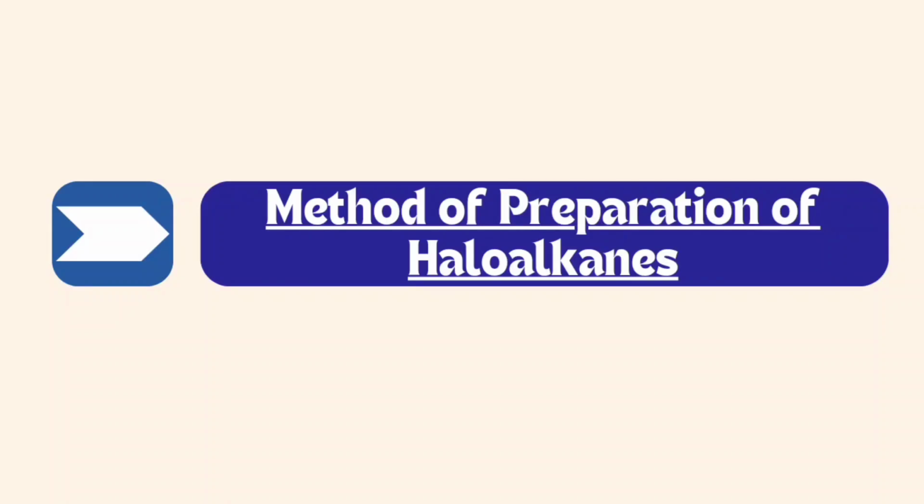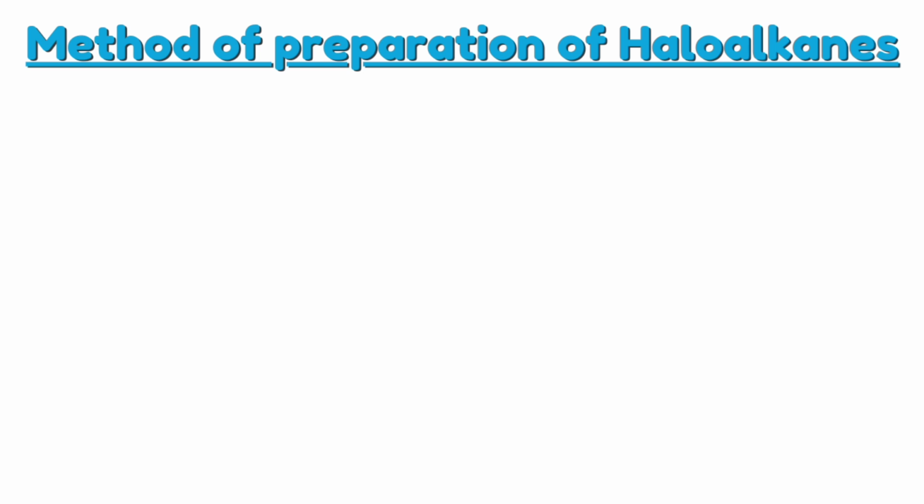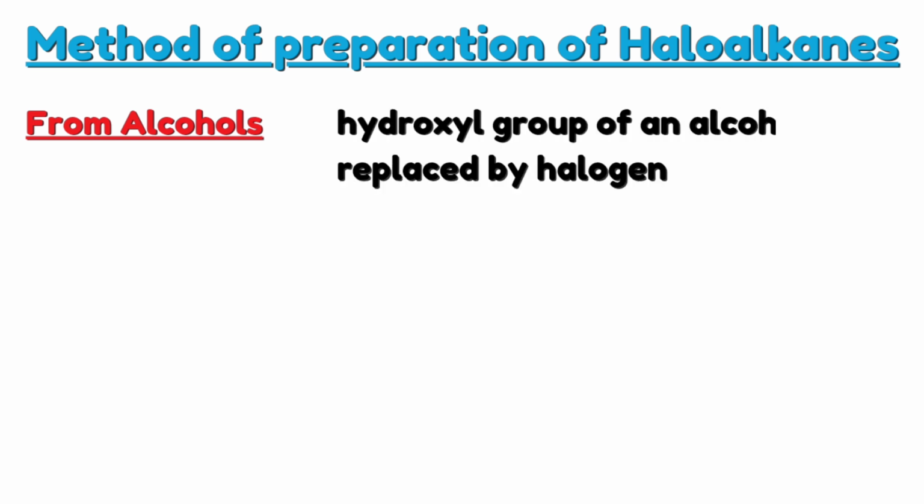Method of preparation of haloalkanes. In this video, we will discuss few methods for the preparation of haloalkanes. First is from alcohols. In this method, the hydroxyl group of an alcohol is replaced by halogen.